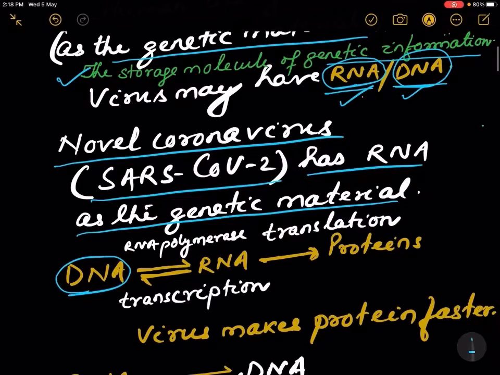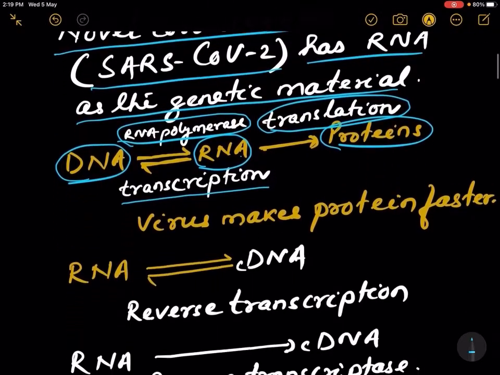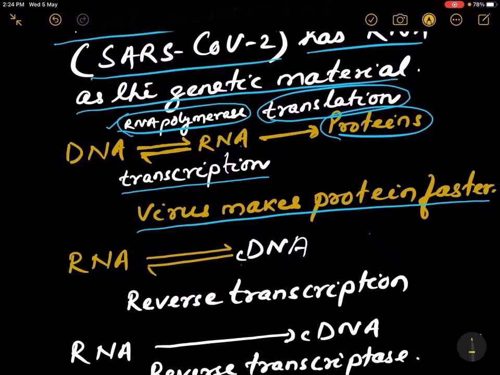DNA is converted to RNA in presence of an enzyme, RNA polymerase. This process is known as transcription. This RNA can be converted to protein by the process known as translation. Virus makes protein faster. RNA can be converted to DNA by the reverse transcription process.